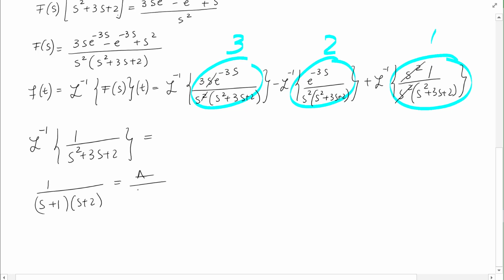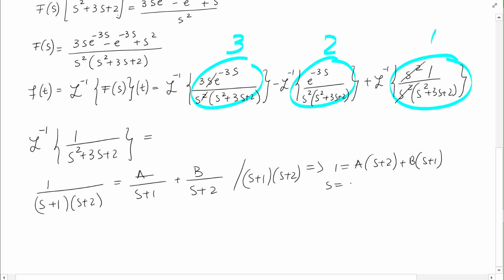And so I get a over s plus 1 plus b over s plus 2, multiplied by s plus 1 times s plus 2, and end up with 1 equals a times s plus 2 plus b times s plus 1. So if we set s equal to negative 2, we get 1 equals negative b, or b equals negative 1. If s equals negative 1, I just take the zeros of these parentheses for easier computations. I get 1 equals a, so a equals 1.